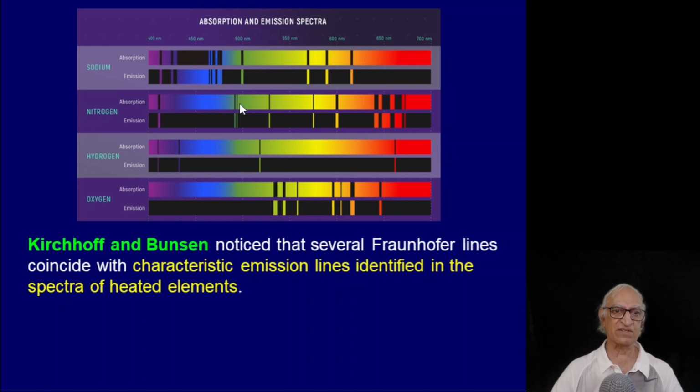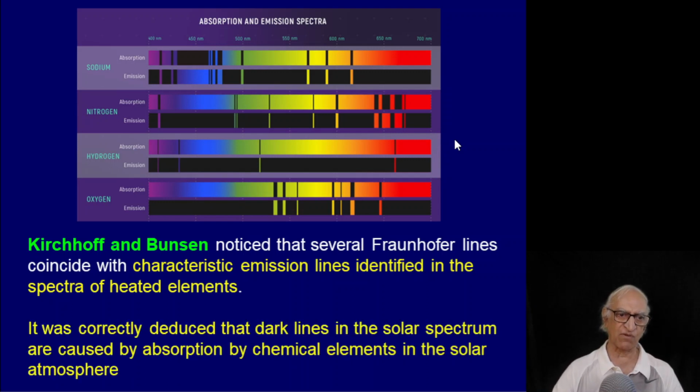Down below is nitrogen. These are the dark absorption lines, and these are the emission lines. And this is hydrogen, absorption lines of hydrogen, emission lines of hydrogen, and down below is oxygen. From this, Kirchhoff and Bunsen deduce the following. They deduce that the dark lines in the solar spectrum that Fraunhofer had discovered are caused by absorption by chemical elements in the solar atmosphere.